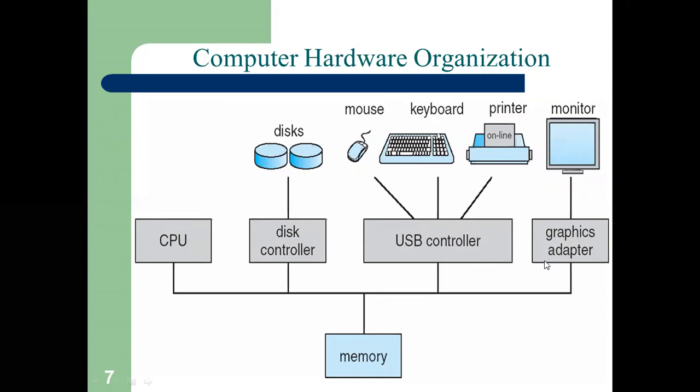And now here you can see the graphics adapter. It also has connectivity. And here this is the monitor, printer. This USB controller may have connectivity with the printer, keyboard, and here you can see the mouse. So with the help of the bus, we can connect the USB controller, and you can connect a number of input and output devices.